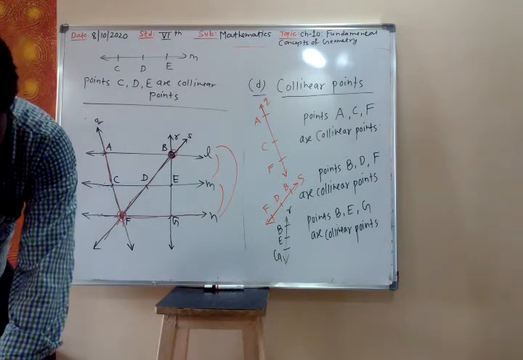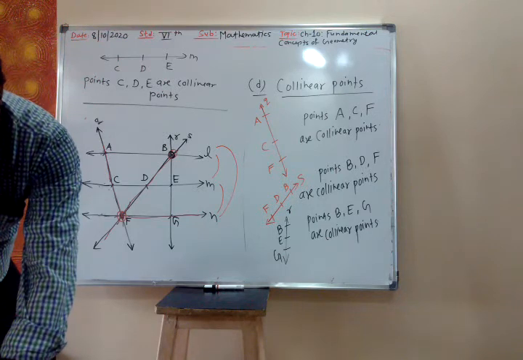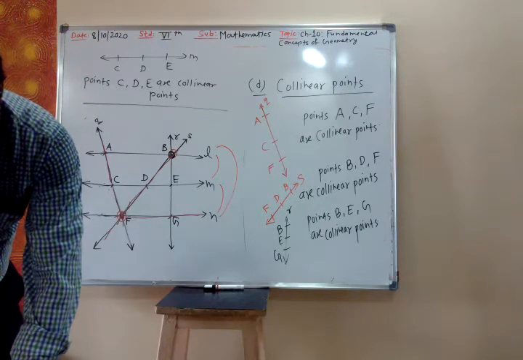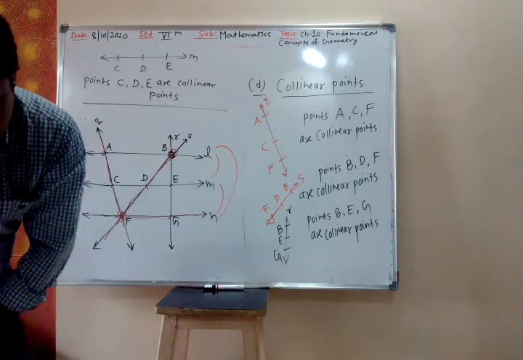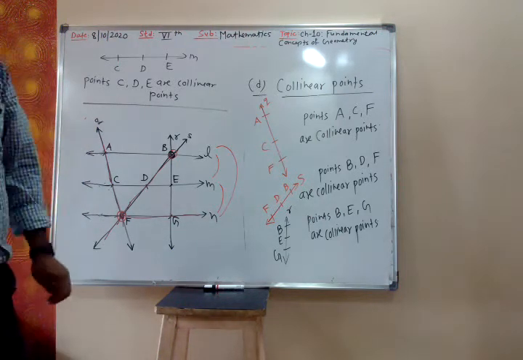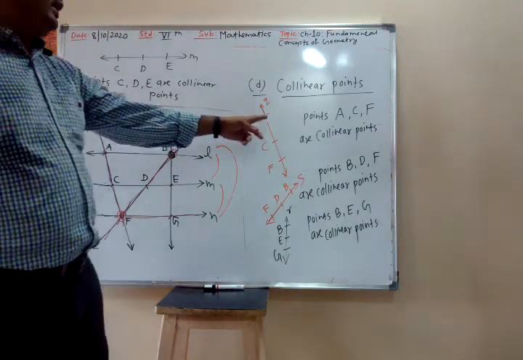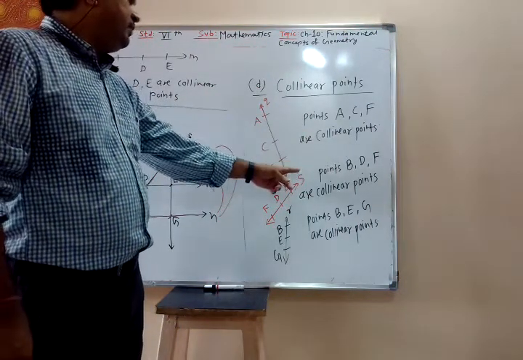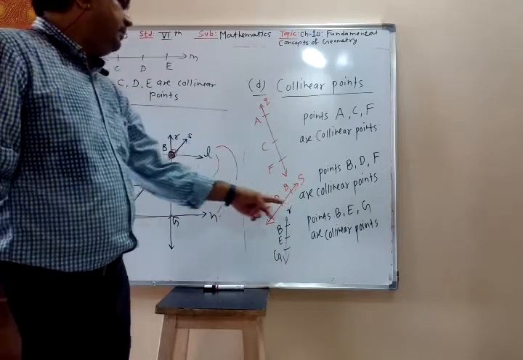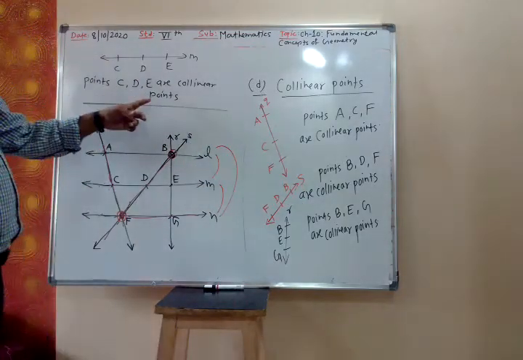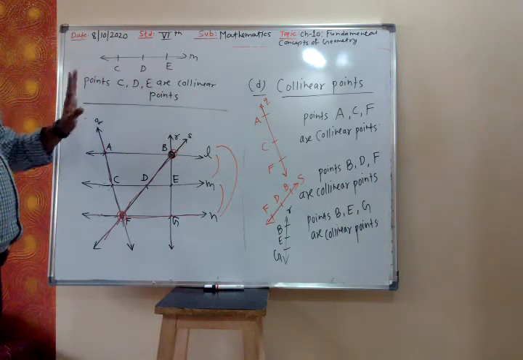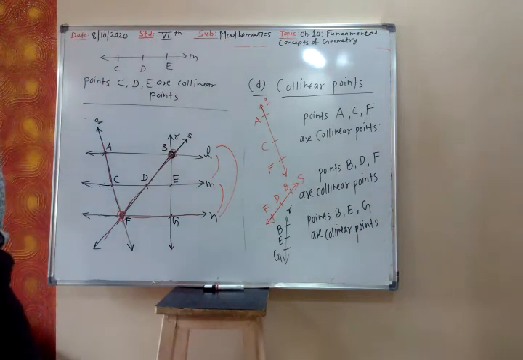Then line whose point of intersection is C. So collinear points are over. A, C, F are collinear, B, D, F are collinear, B, E, G are collinear, then C, D, E are collinear points. So in total there are 4.